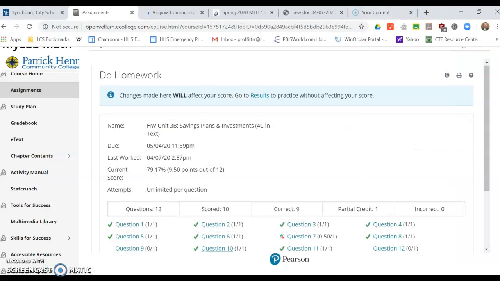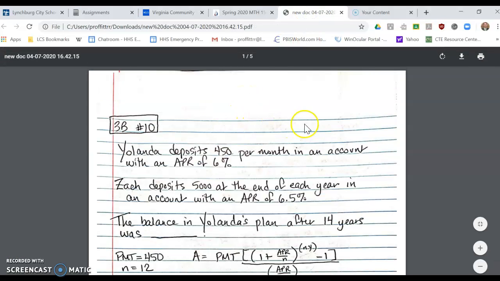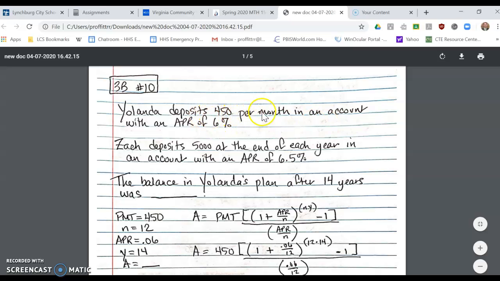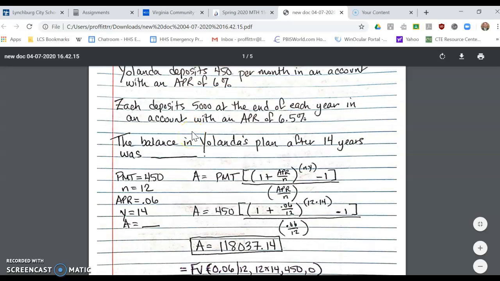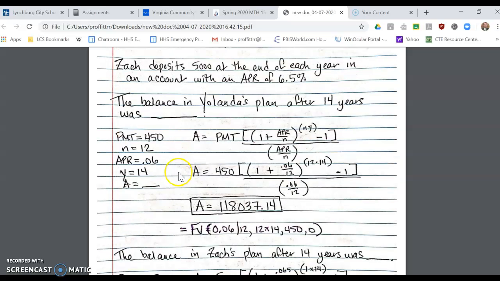Okay, and I've got this written out right here. Yolanda deposits $450 per month in an account with an APR of 6%, and then here is Zach's information. So let's look at Yolanda's plan first, and you're going to use the savings plan formula from your formula sheet, and this is the formula that I have written on my sheet here. You're going to use this formula. I went ahead and defined my variables.